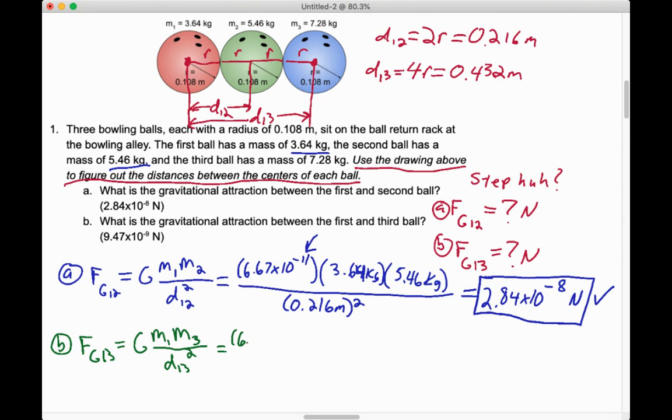So go to the numbers. And again, I'm a big believer in this step. One of the last things you should write when you're doing this problem is write down all of the numbers you're going to put in the calculator. Don't try to go straight from the formula to your final answer. Actually take this step, write down the numbers. So that's the mass of the first ball. The mass of the third ball is this one, 7.28 kilograms.